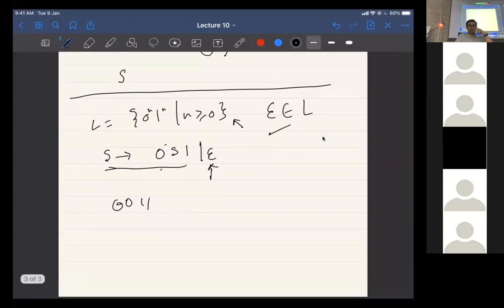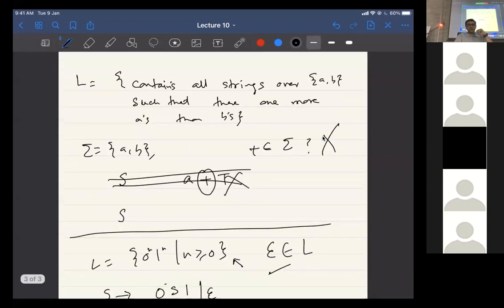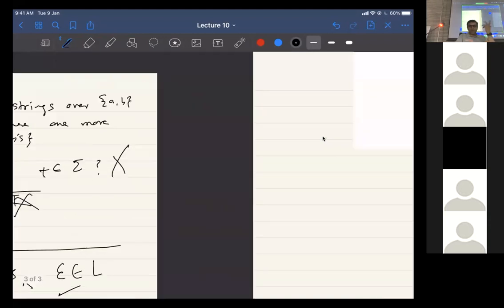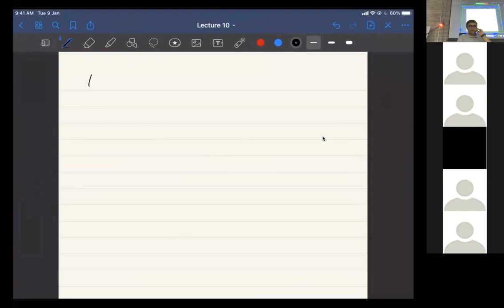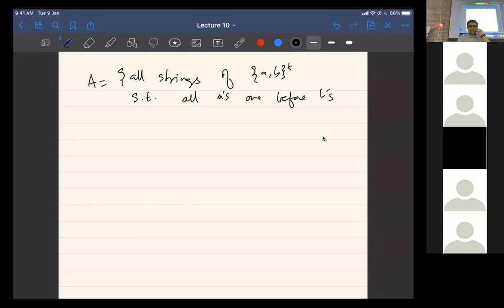Now the question is that rather than having this language, suppose we have a language L, which consists of all the strings of A and B, such that there are more A's than B's. So imagine that we redefine this language and we say that we have a language A that contains all strings over A, B such that all A's are before B's, and there are more A's than B's. So do you see any difference between this language A and the language L that I defined previously?